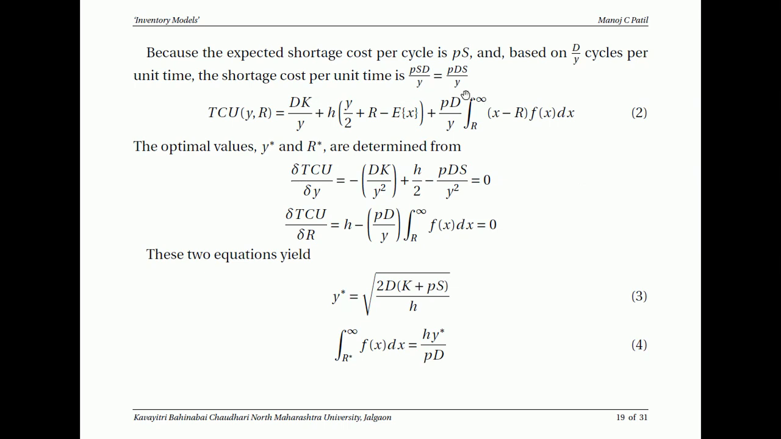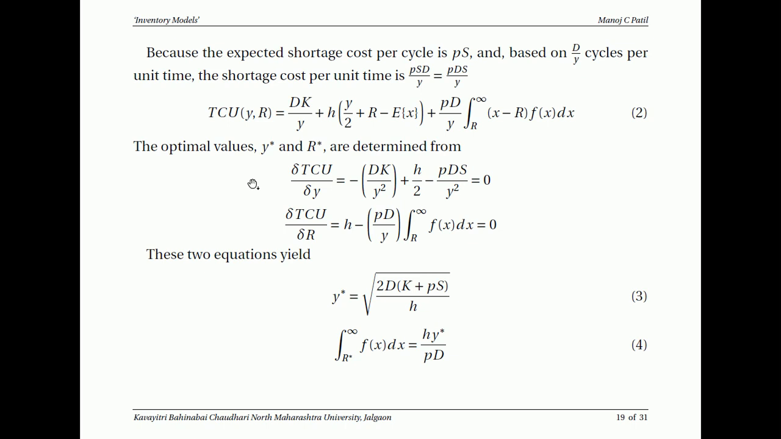Okay, so total cost can be calculated. This is the setup cost DK upon Y. This is the I quantity, h multiplied by I. This is the holding cost. Penalty p multiplied by that S, the expected shortage quantity we have already calculated. Now we have to calculate Y, and we have to calculate R by using equation 2, taking the derivative with respect to Y and with respect to R.